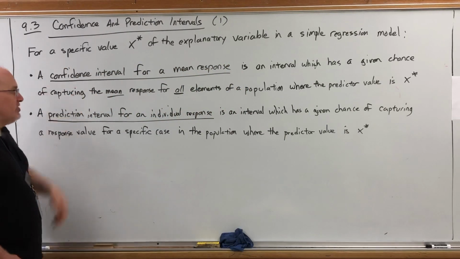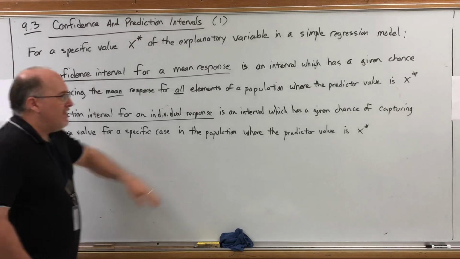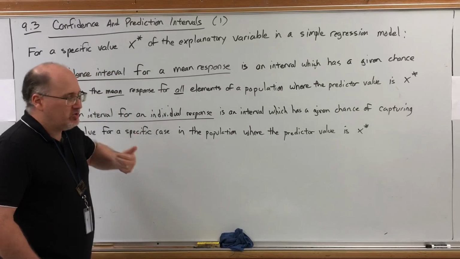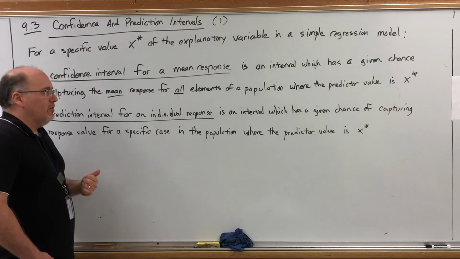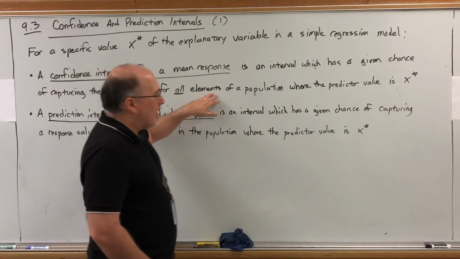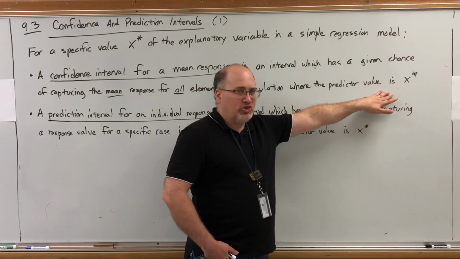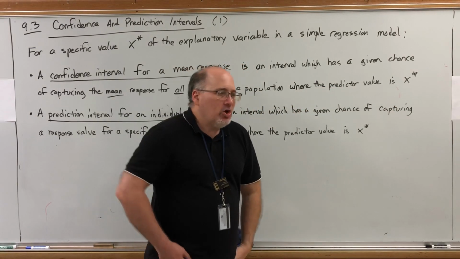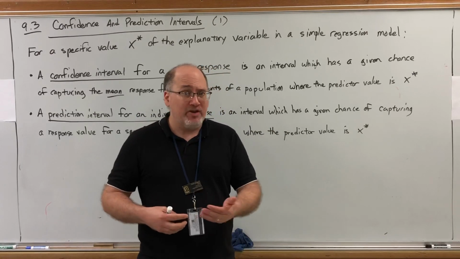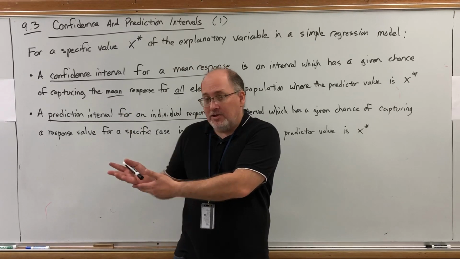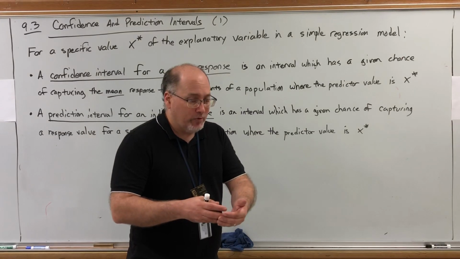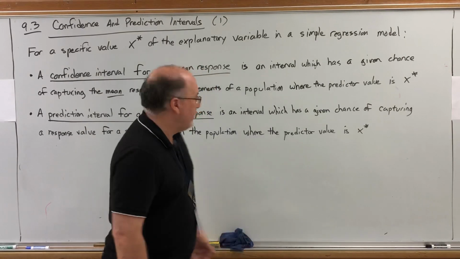One is called a confidence interval for a mean response. And that's an interval which has a given chance, so the confidence level, such as 95% chance, of capturing the mean response for all elements of a population where the predictor value is x star. For example, let's talk about the model that we saw in previous videos where we were attempting to predict the amount of tip on a bill based on what the bill amount was at a restaurant. So bill was the explanatory variable or the predictor, and tip was the response variable.